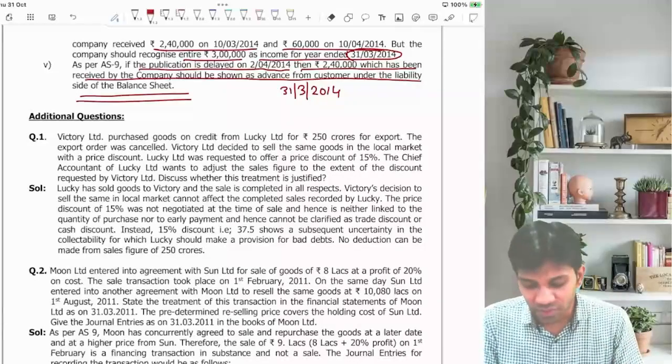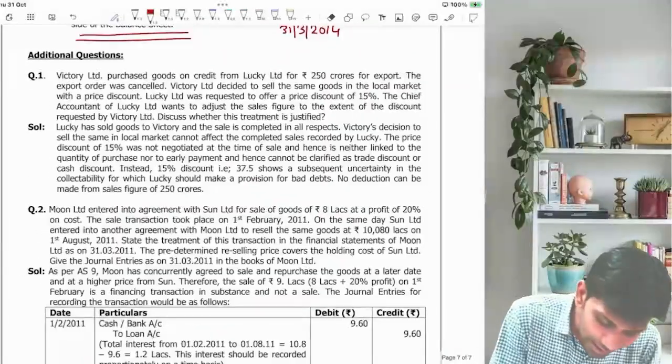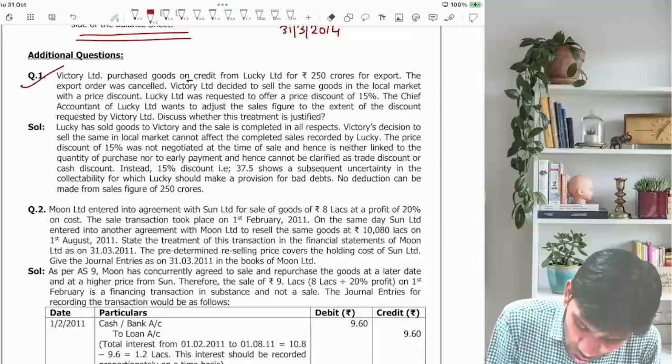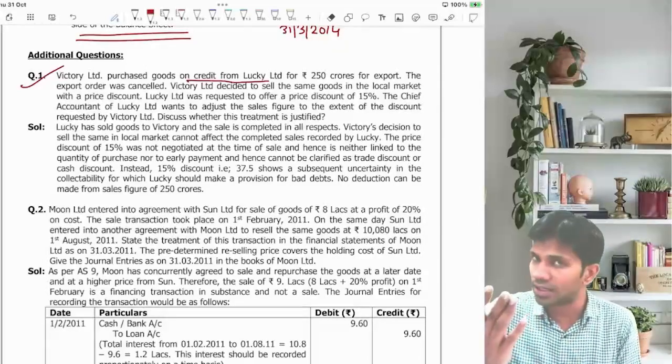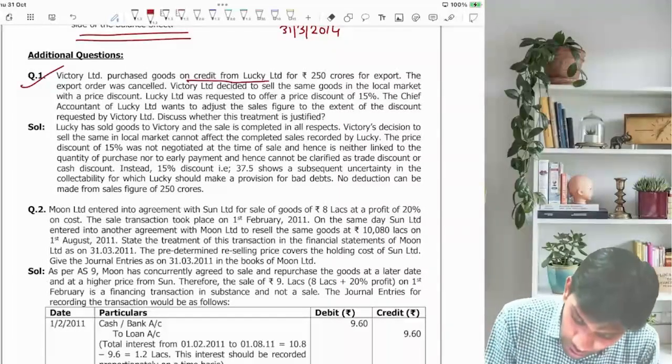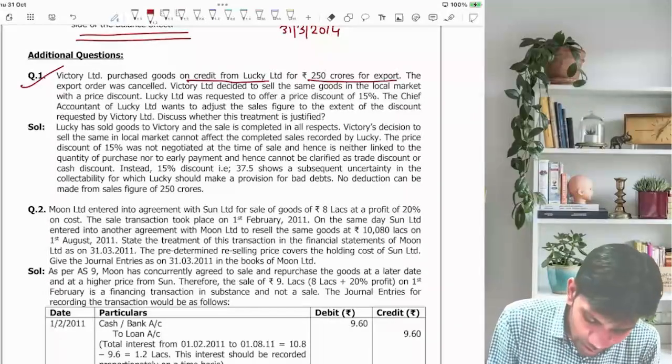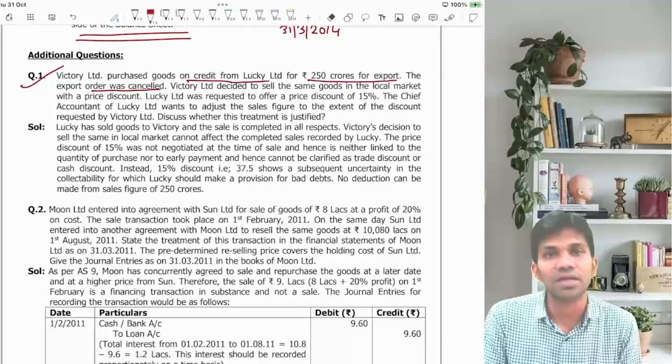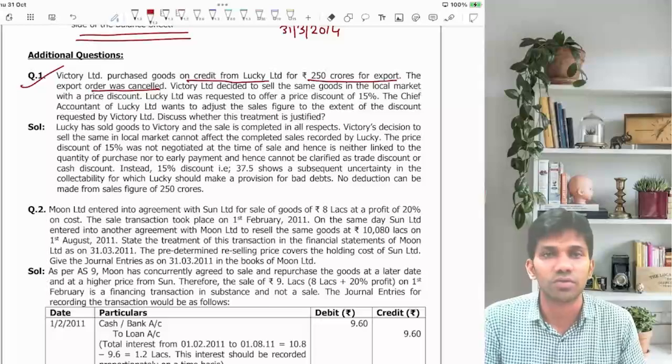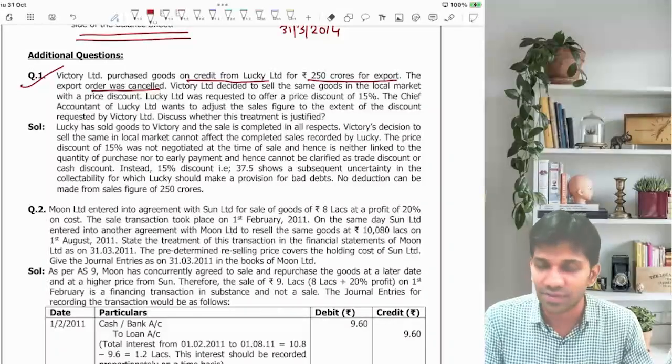Now, what two additional questions I have put for you. Let's go for it. Victory Limited purchased goods on credit from Lucky Limited. So I am Victory Limited, you are Lucky Limited. I purchased goods from you worth 250 crores for export. The export order was cancelled. Suddenly, I found that my export will not be happening due to XYZ reasons.